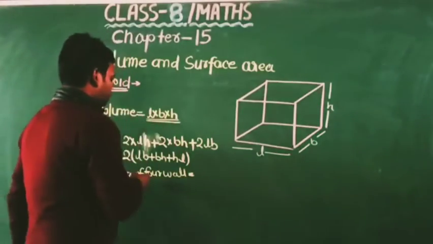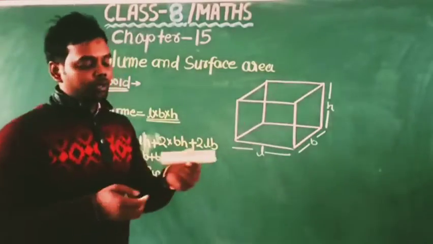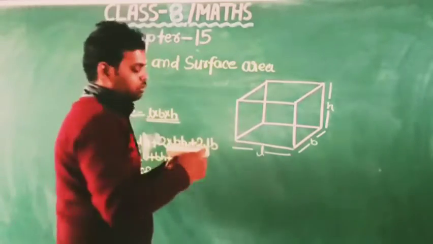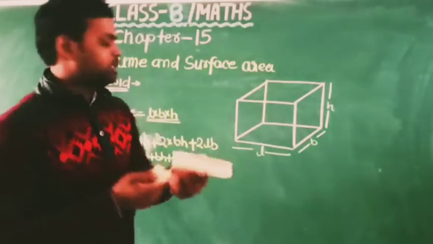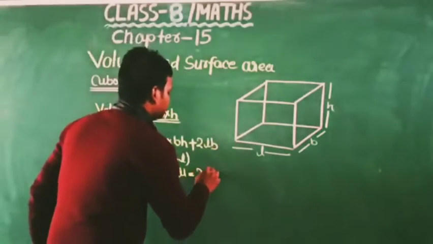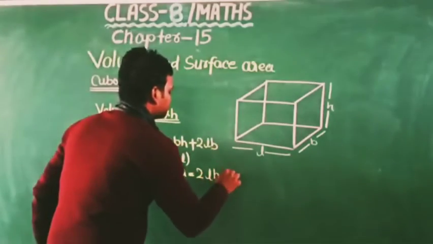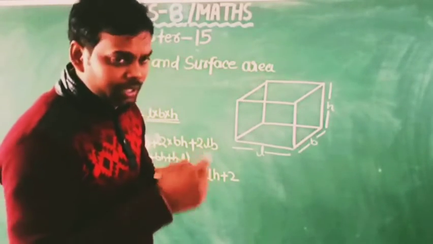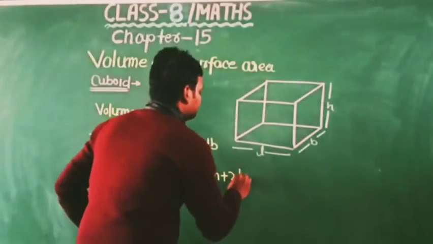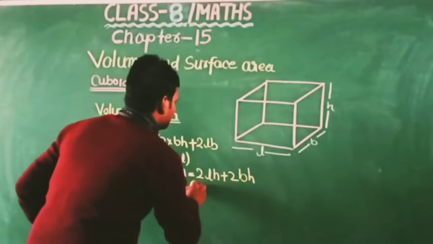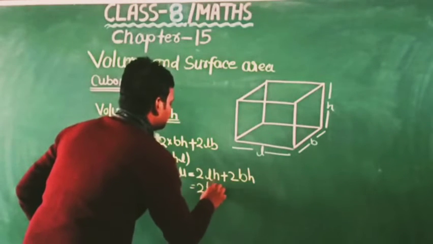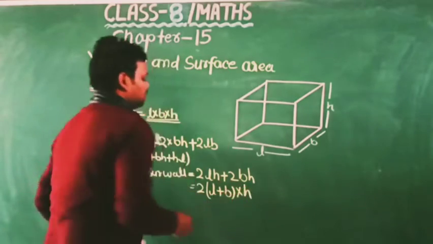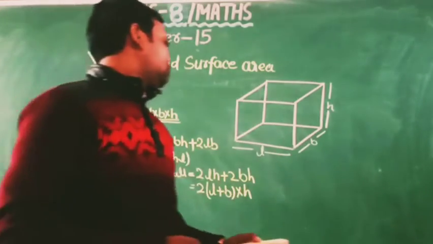So area of four wall is calculated by, this is length into height. So same as the previous, length into height. So 2 into LH plus 2 into BH. So this implies area of four wall equals 2 times L plus B into H. Okay, L plus B into H.